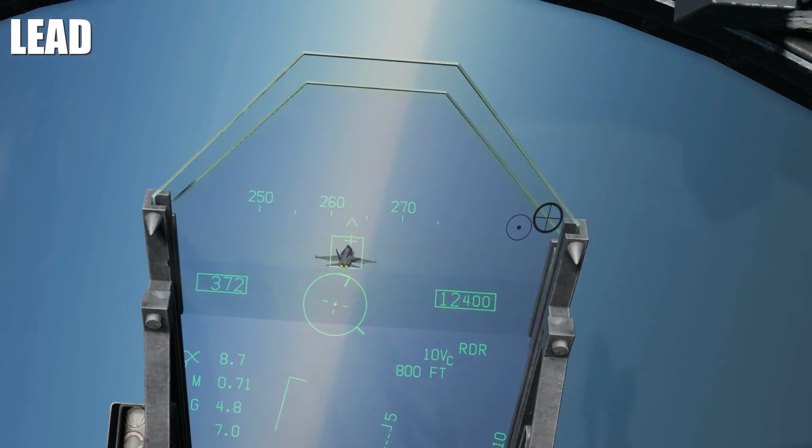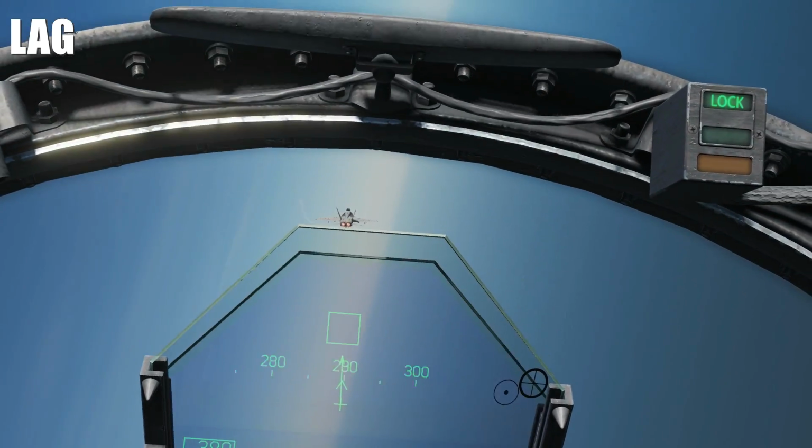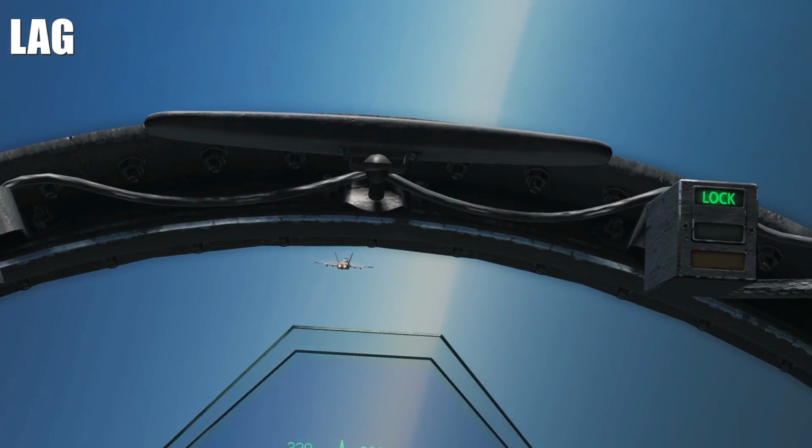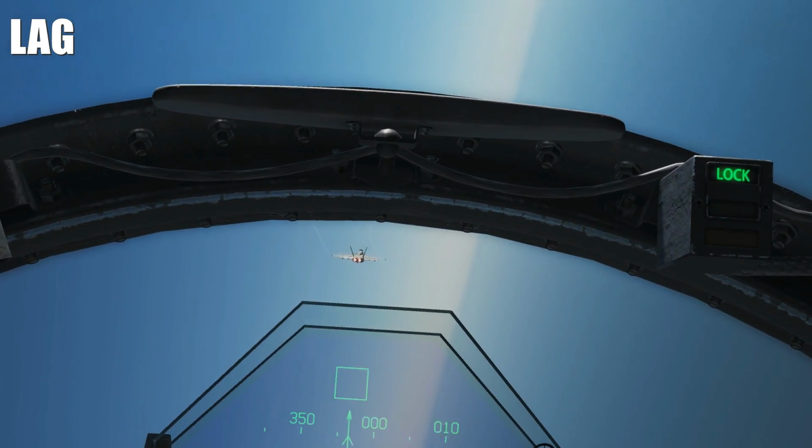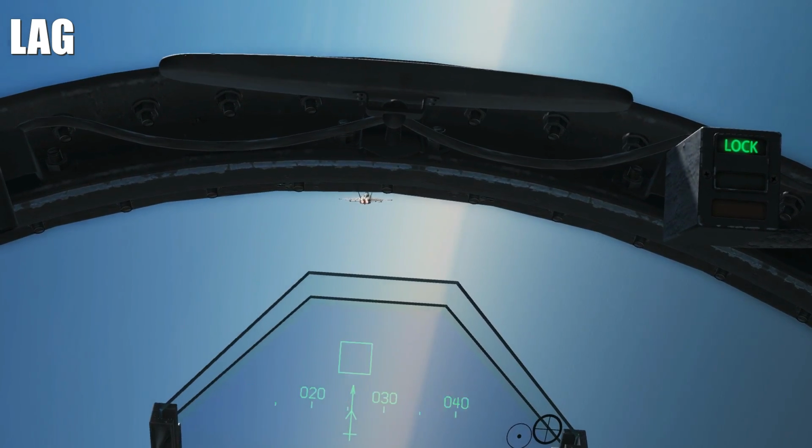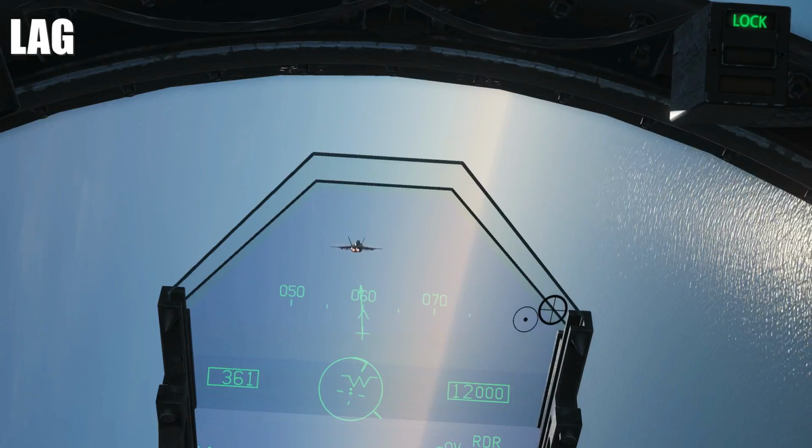Now I'm going to put it back to lag, stabilize. Back to lead again. I'm going to pull a more aggressive lead this time.